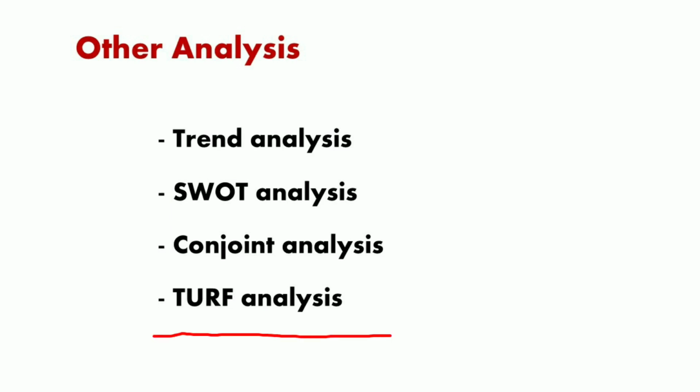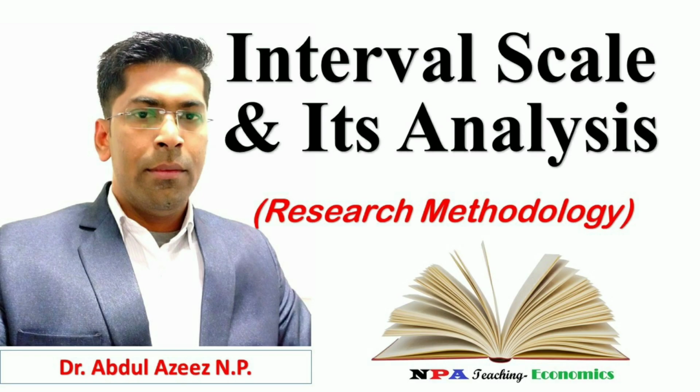And the last one is the TURF analysis. That means total unduplicated reach and frequency analysis, a statistical research methodology that enables the assessment of the potential of market research for a combination of products and services. It helps to analyze the number of customers reached by particular communication sources and how often that communication is happening. I hope you are clear about the concept of interval scale and how interval scale data are to be analyzed.